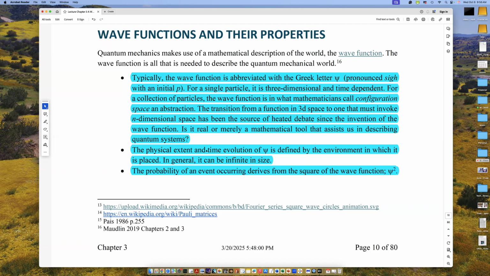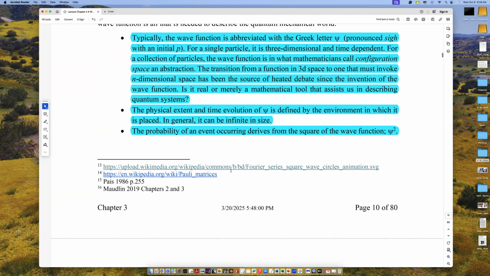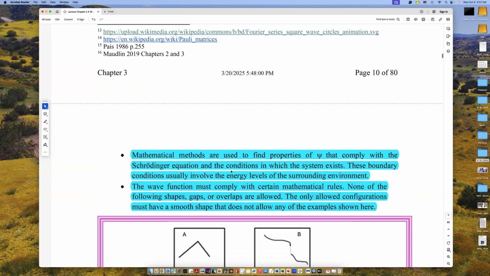It interacts with all of space. And in general, it can be infinite in size. It reaches to the far reaches of the universe. In most cases, we can get the right answer by just working on the local properties of the wave function, but it does, in theory, extend through the whole universe. And the square of the wave function gives us the probability of certain events occurring.